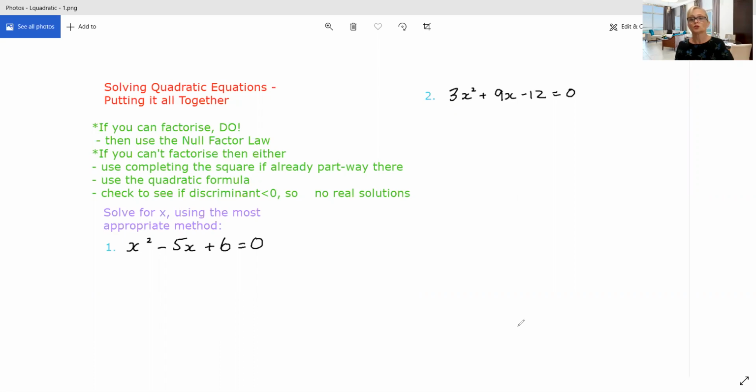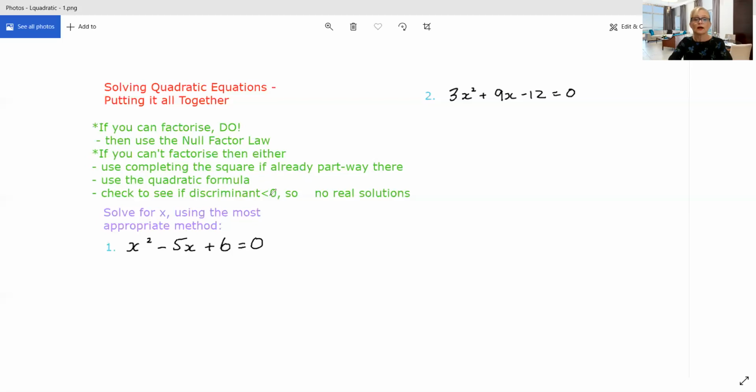Unless you are told to use a particular method, if you can factorise the quadratic, do, okay? And then use your null factor law. If you can't factorise it, either you're having a bit of a mental blank and you can't do it, or it literally cannot be factorised, if it's already part way towards completing the square, go that way. Otherwise, use your quadratic formula.